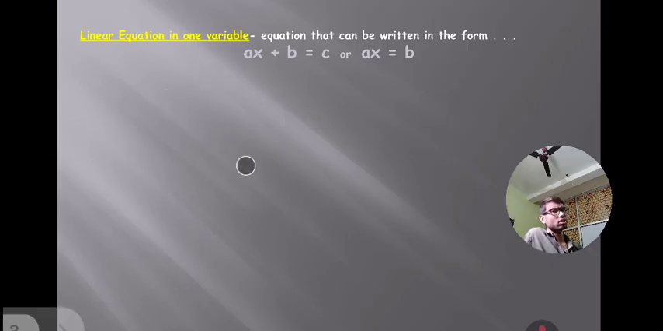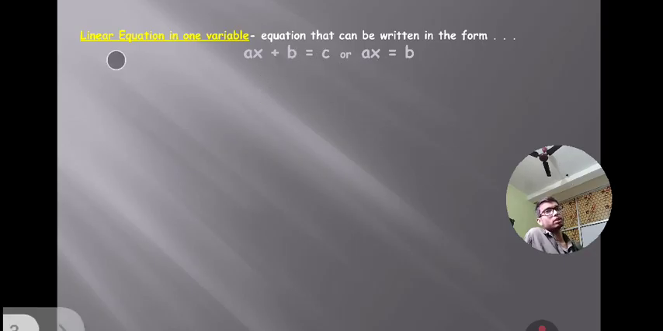Here a variable is just an alphabet letter. We apply an alphabet for an unknown number because we don't know it. We apply a variable for the unknown number, and at the end we will get the value of the unknown number. Ax plus b is equal to c.